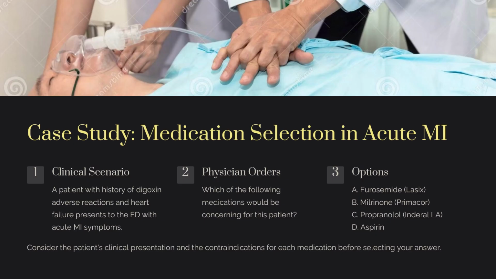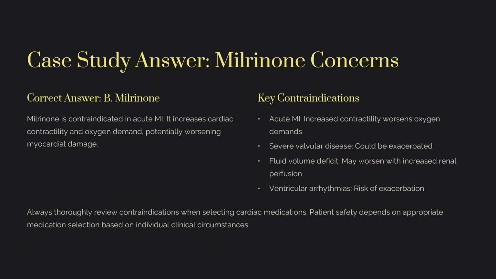Fun times. Okay, so a patient with a history of digoxin adverse reactions and heart failure presents to the emergency room with acute MI symptoms. Which of the following medications would be concerning? Milrinone. Yes, we are not giving that to them. Remember that milrinone is contraindicated with acute MI because it's increasing contractility and workload.